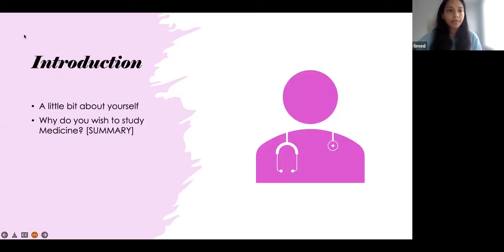Right, so the introduction: just a little bit about who you are and why you want to study medicine, but as a summary, not writing too much about it, because that's what your remaining paragraphs are going to discuss anyway. So just as a summarizing statement, I'd say about 2 to 3 sentences covering these 2 aspects.